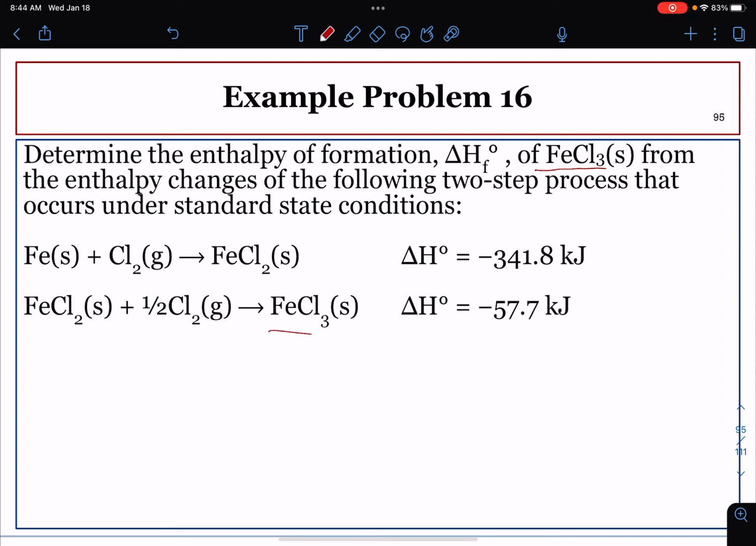In our second reaction, we have our product that we're trying to get to, and we only have it with a coefficient of 1. So let's not change either of these reactions. Let's just add them up.